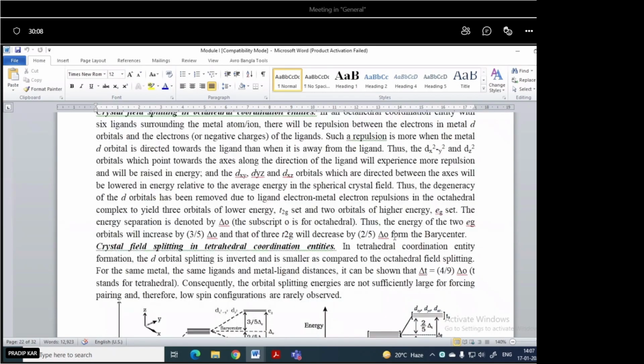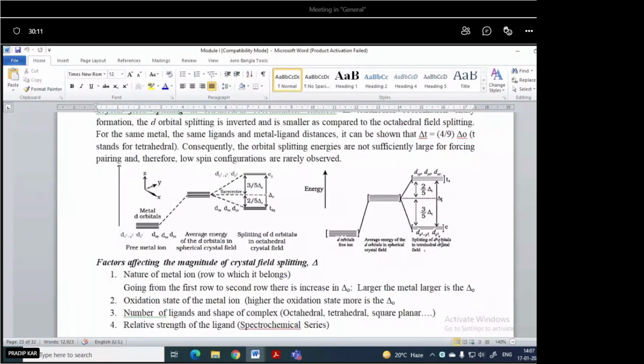So here are the E and T2, and only the figure is reversed, but all else is the same. And here delta T is different from delta O. Delta O means the energy due to octahedral ligand interaction, and delta T is the energy in the tetrahedral ligand field. However, the stabilization and destabilization are just opposite, that is 2/5 is destabilized and 3/5 is stabilized.